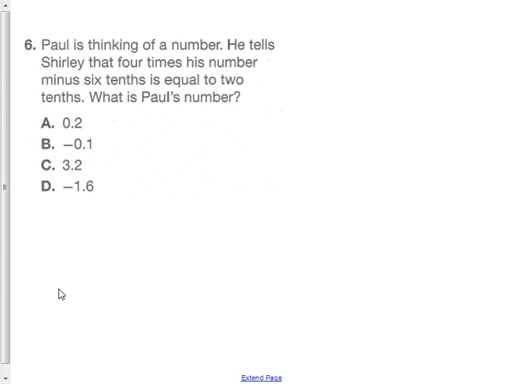Paul is thinking of a number. He tells Shirley that 4 times his number minus 6/10 is equal to 2/10. So if I think about that and write it out, it's 4 times his number minus 6/10 is equal to 2/10. So this is what he just said to Shirley. So let's go ahead and solve this by adding 6/10 on both sides.